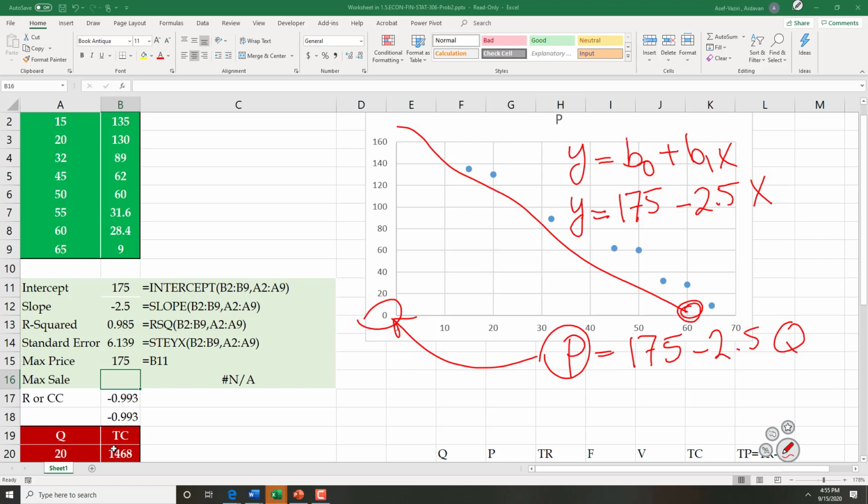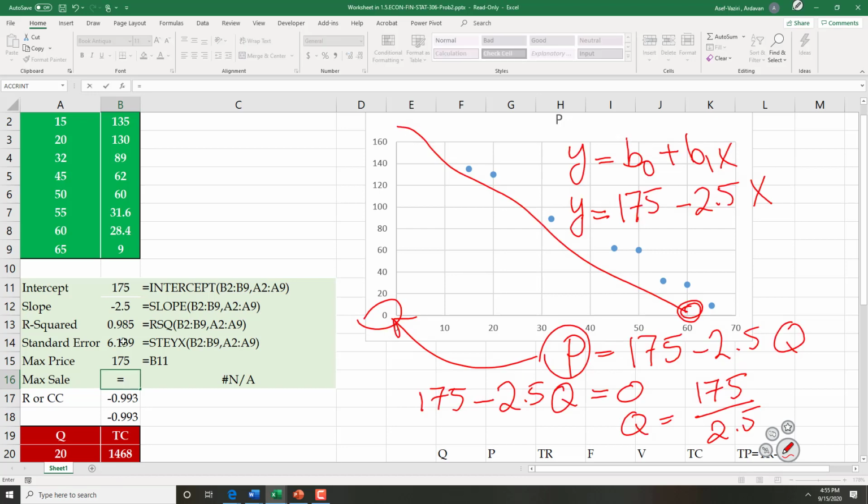So I have 175 minus 2.5Q equal to 0, that is Q equal to 175 divided by 2.5. So in order to find that Q, I have equal to 175 divided by the negative of the slope. And that will give me the maximum sales.